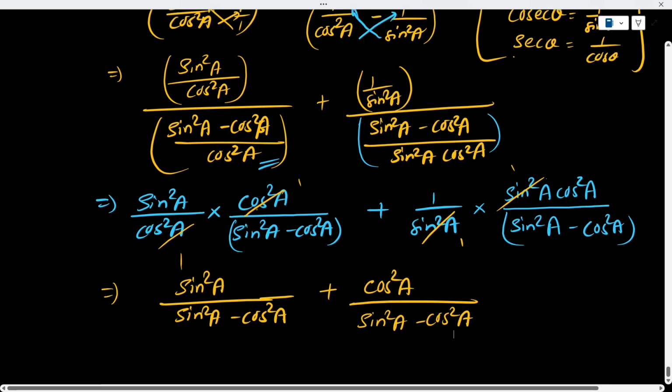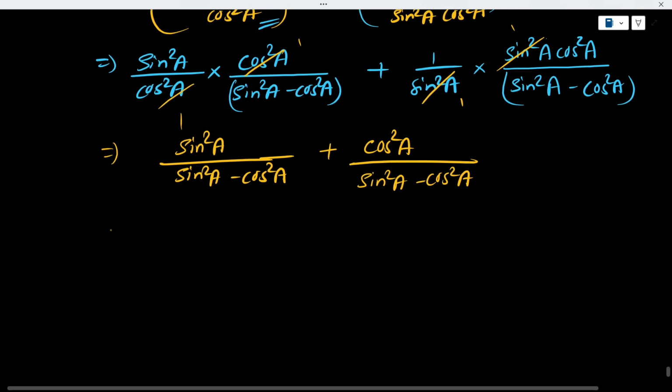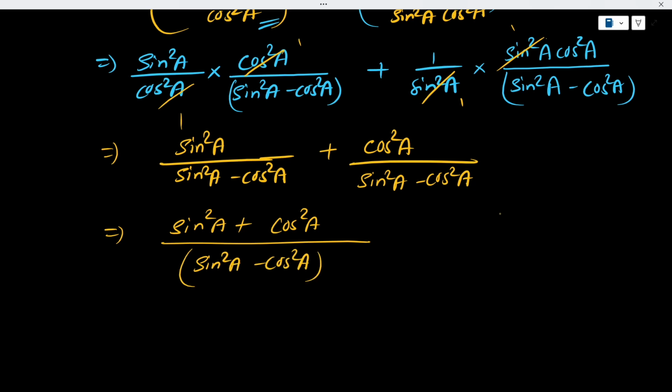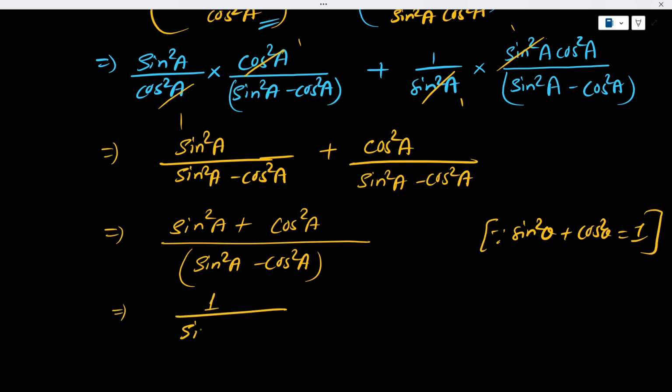Right, now the denominators are same. We can take it as a common denominator, because the denominators are same, so you can just add the numerators, right? And the denominator is sine square A minus cos square A. Right? So here, you know that sine square theta plus cos square theta is 1. So we can write down the numerator as 1, by sine square A minus cos square A.